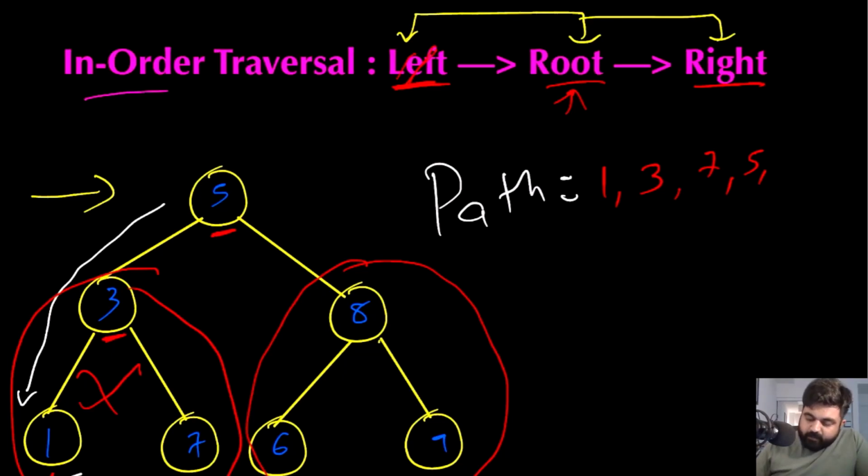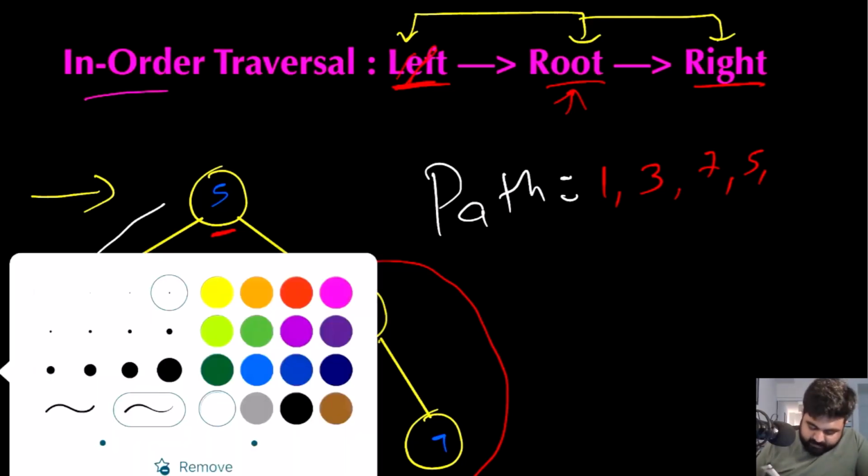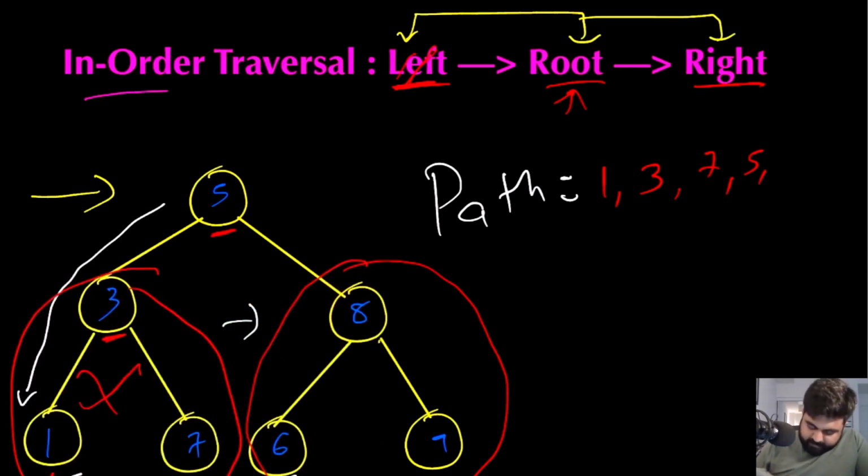So again we are going to take the same approach. The first thing we are going to visit is the leftmost element of this right subtree, which in this case is 6. So we visit node number 6 over here. After that we visit the root node, which is 8, and then in the end we visit node 9, which is this one. So this is how in-order traversal works.